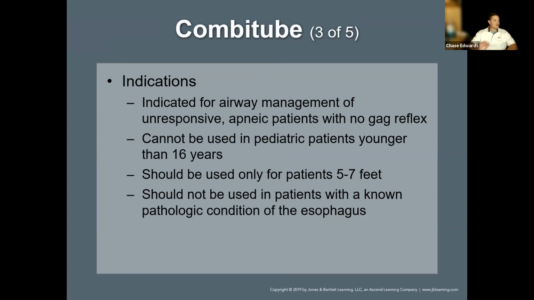So some indications and contraindications of the Combi tube. It's indicated for the airway management of unresponsive apneic patients with no gag reflex and in whom an ET tube is not possible or has failed. It cannot be used in pediatric patients younger than 16 years of age. And it should be used only for patients between 5 and 7 feet. I think I would probably look at that more than anything, because you got some big kids out there sometimes. It should also not be used in patients with a known pathologic condition of the esophagus. So if there's an issue with the esophagus itself.